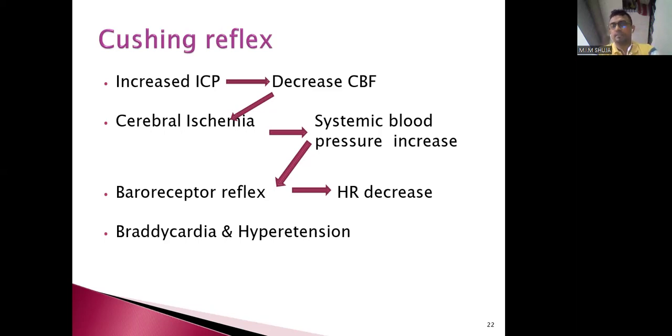That means, in a nutshell, because of the increase in intracranial pressure, the cerebral blood flow is reduced. That leads to an increase in systemic blood pressure that activates your baroreceptors, and it causes a reduction in the heart rate. So bradycardia and hypertension, that we call the Cushing reflex.